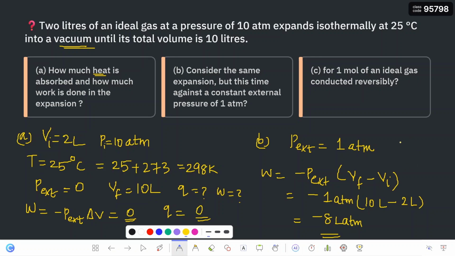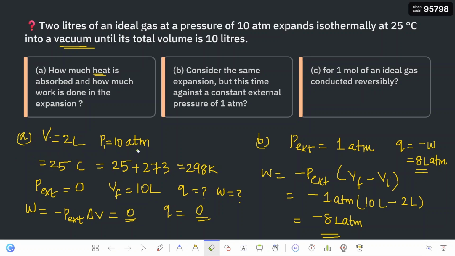Then Q, in this case since it is an isothermal condition, Q will be equal to minus W, and it will be equal to 8 liter atmosphere. It will be just the minus of that. Okay. So this is a very easy question. Now let's move to the C part. I hope you have written this A part. I am just erasing it.